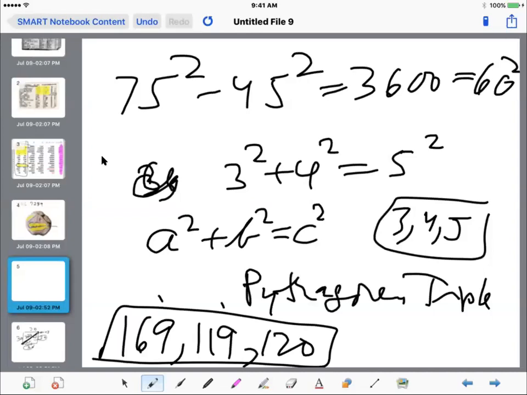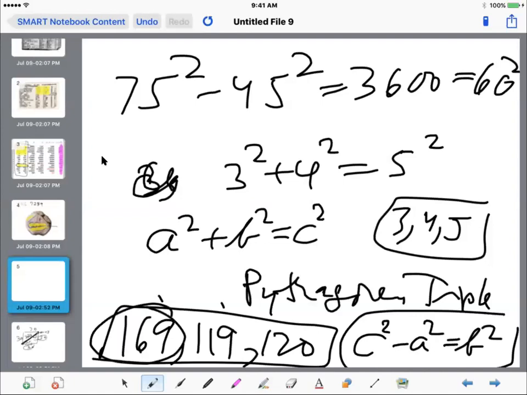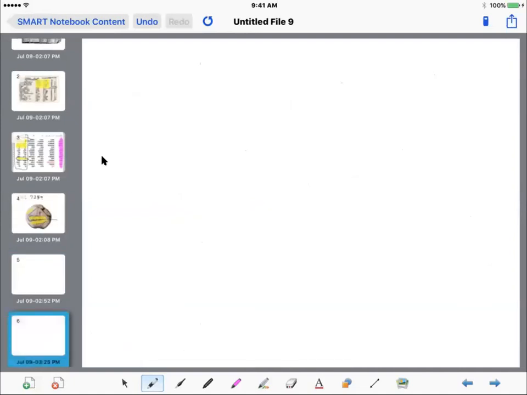They subtract because they're saying c squared minus a squared equals b squared. So the first number is the bigger one. So it is subtract, but it suggests the Pythagorean triple. Besides 3, 4, 5, what's another Pythagorean triple that you know of?